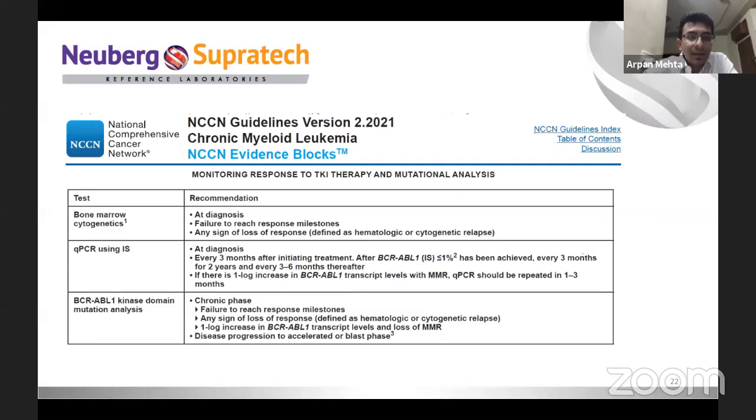These are NCCN guidances on which type of test to be done when. Karyotyping should be done at diagnosis, when there is failure to reach response milestones, and when there is any sign of loss of response. A quantitative PCR must be done at diagnosis, then every 3 months after starting treatment, and after the BCR-ABL1 level reaches 1%, it has to be done every 3 months for 2 years and every 3 to 6 months thereafter. And then kinase domain mutation analysis should be done in chronic phase when there is failure to reach milestones, any sign of loss of response, or disease progression into accelerated phase or blast phase.